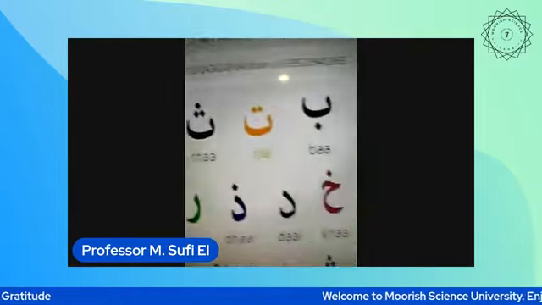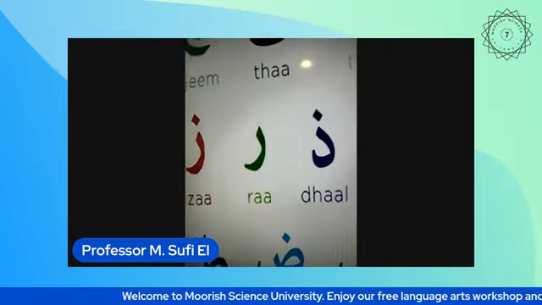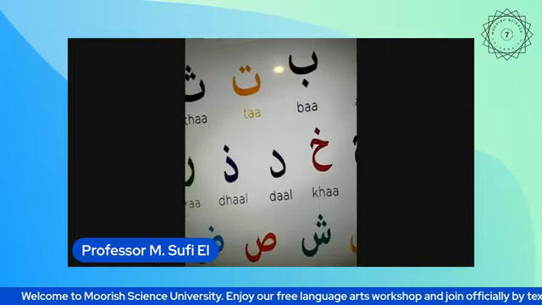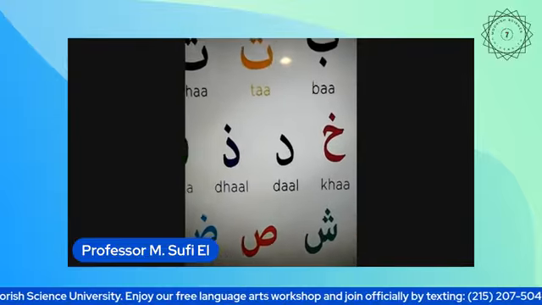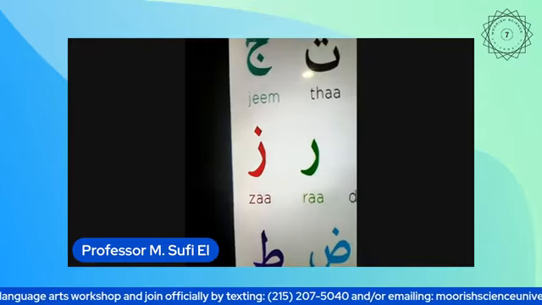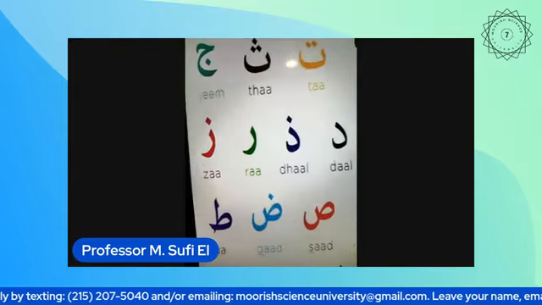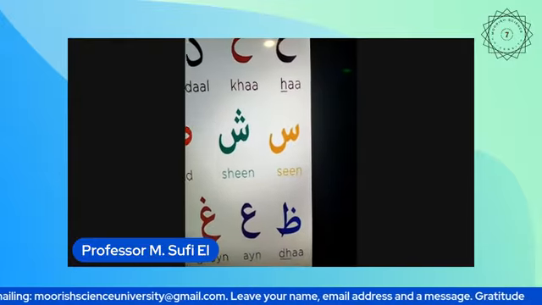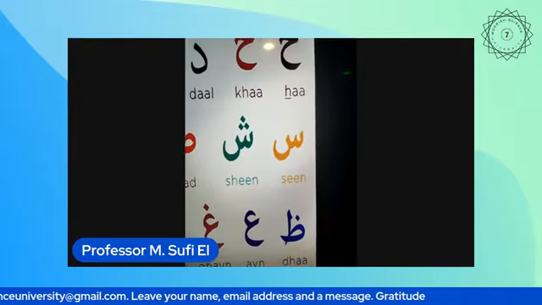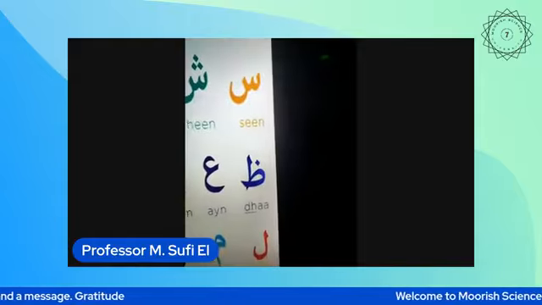Now, jim, ha, kha, that's another set of triplets, so that's two triplets. All right. Then we got dal, dhal, so we got two triplets and one set of twin letters. Ra, zay, that's two triplets and two twins. Seen, sheen, that's three sets of twins. Sawd, dod, that's four sets of twins. Ta, dha, that's five sets of twins.